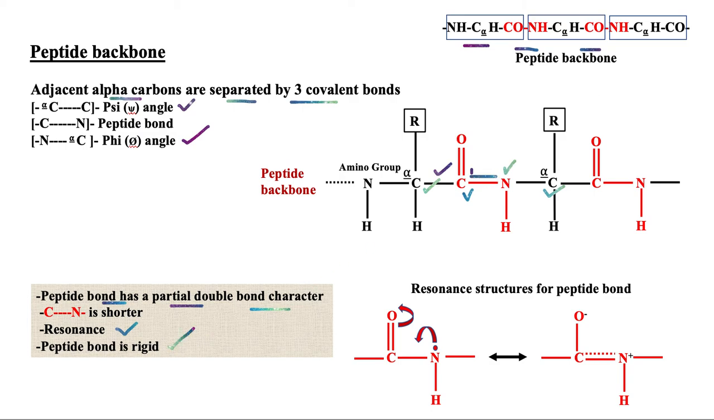The other important characteristic of the peptide bond is that it is quite rigid. It means that if this is one side of the peptide backbone and that is the other side, and we want to twist it, it is not possible to twist because this peptide bond is quite rigid.